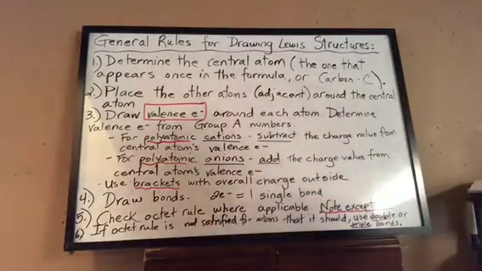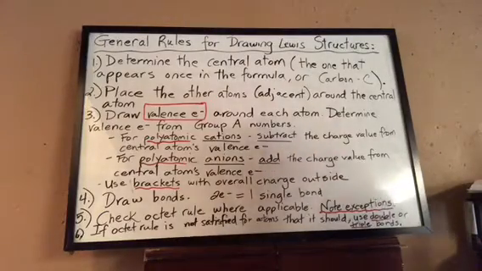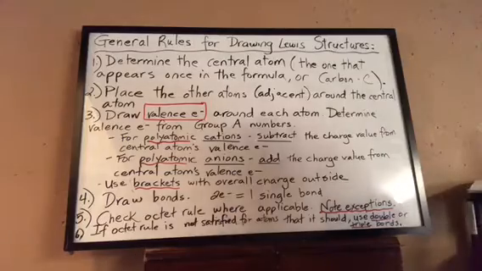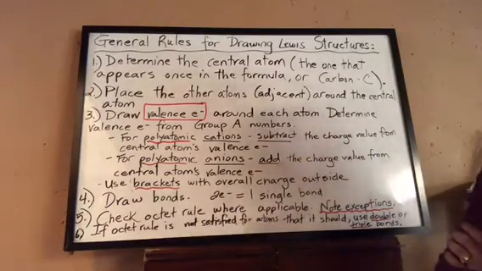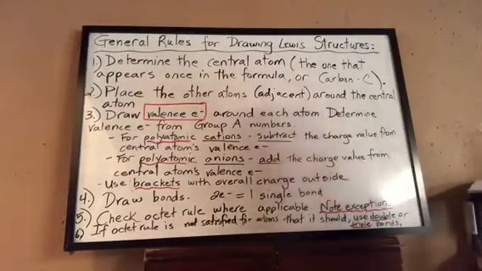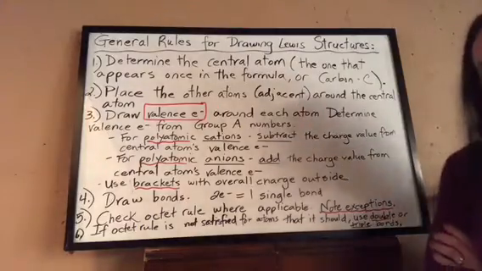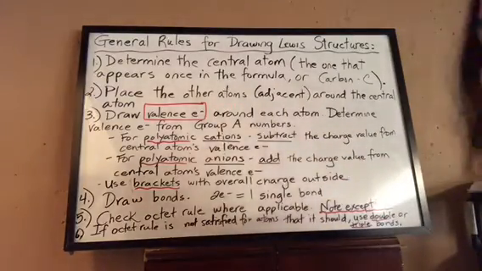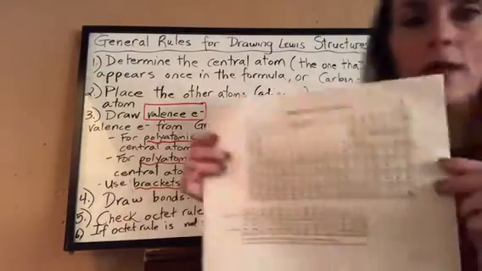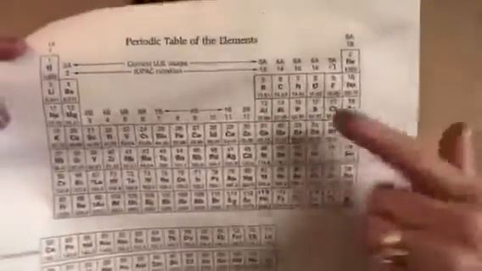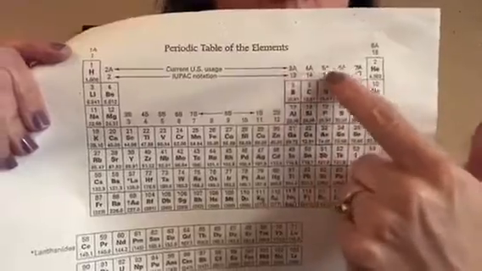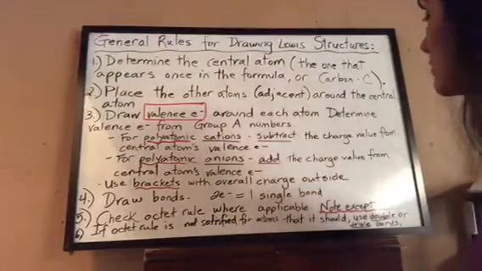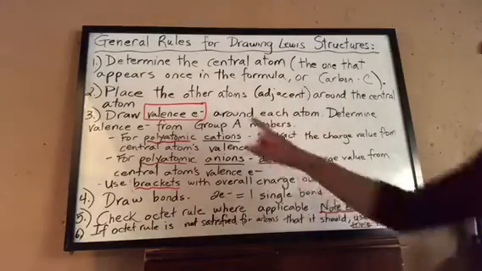After you determine the central atom, if it's something other than carbon, place the other atoms adjacent around the central atom. Then we're going to consult the periodic table, determine how many valence electrons each of those atoms have, and draw them around each atom. So we'll draw electron dot symbols with the valence electrons around each atom. We will refer to our periodic table to see which group the element is in. Hydrogen's in group 1A, one valence electron. Carbon is in group 4A, four valence electrons. Nitrogen's in 5A, five valence electrons, and so forth. Remember, they are the ones involved in bonding. They are the ones we care about, the valence electrons.